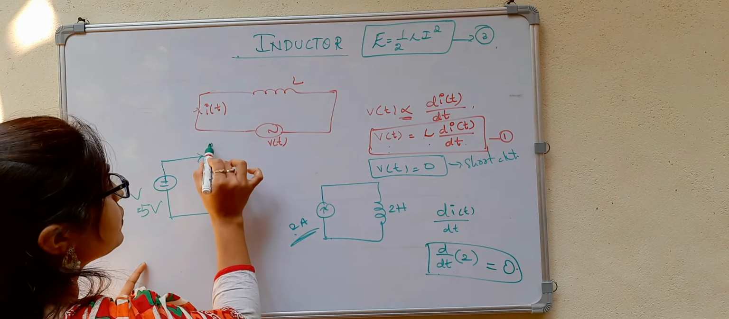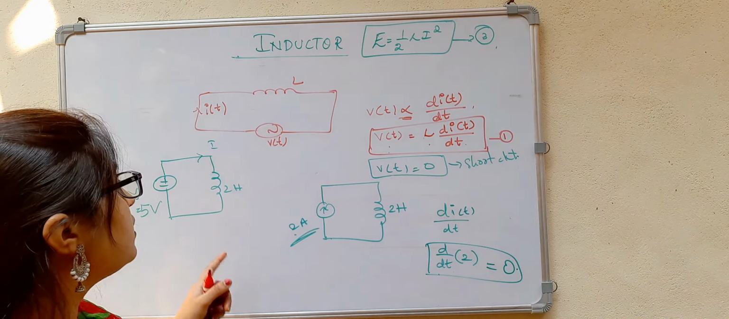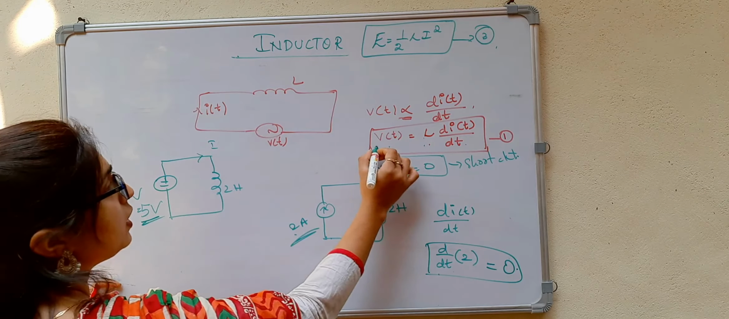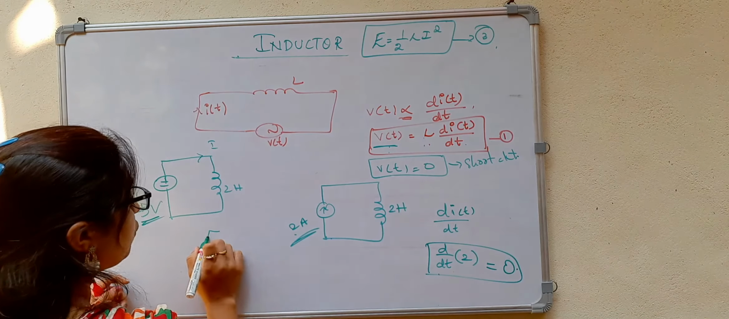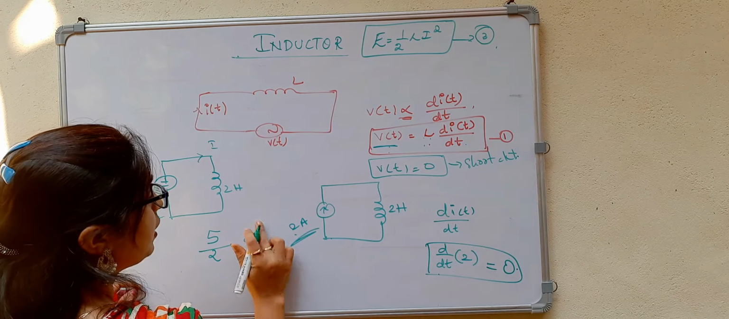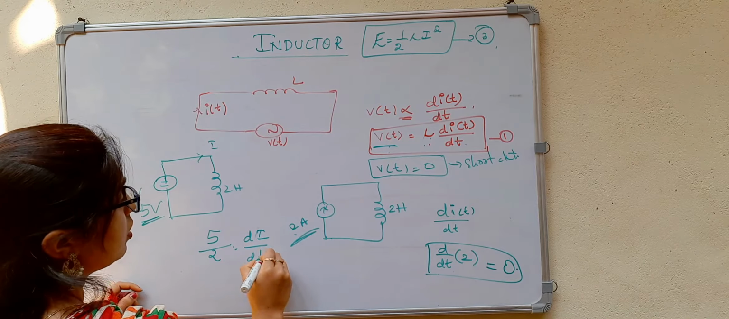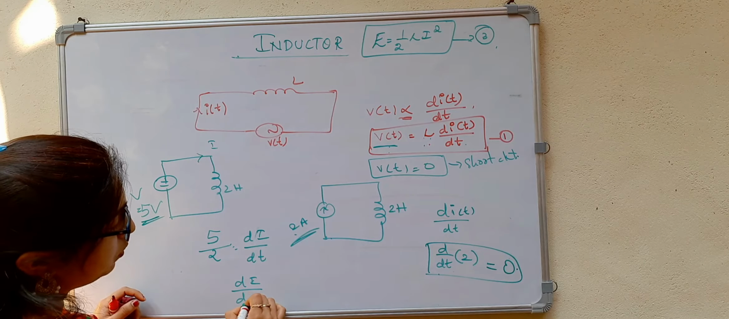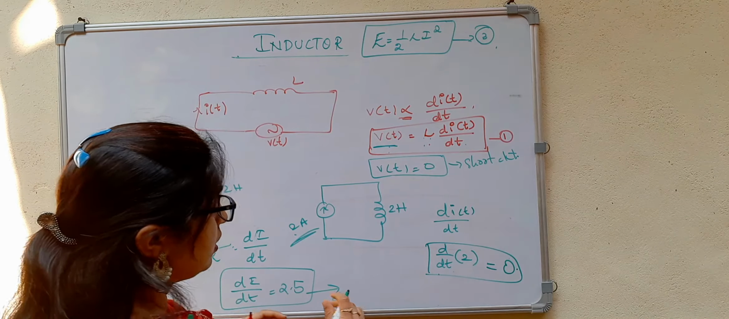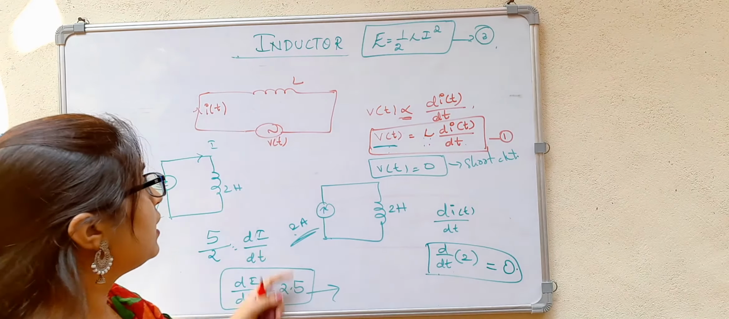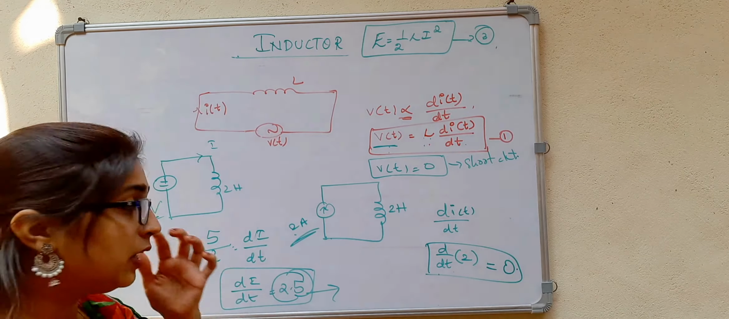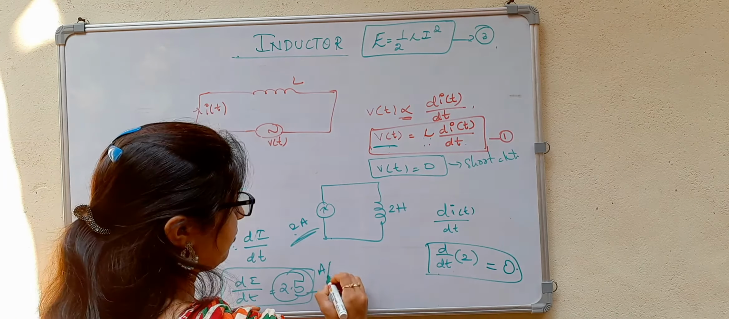Now the current I is flowing here. So what happens in this case? We will consider this formula: V of t, now it is not time varying. So 5 divided by L, that is equal to di by dt, which is equal to 2.5. That means it has a constant slope. This is a constant slope, that is, the current with the constant slope equal to 2.5 ampere per second.